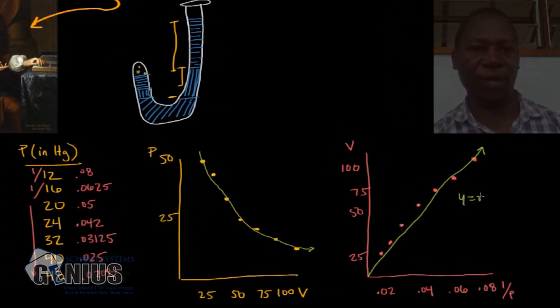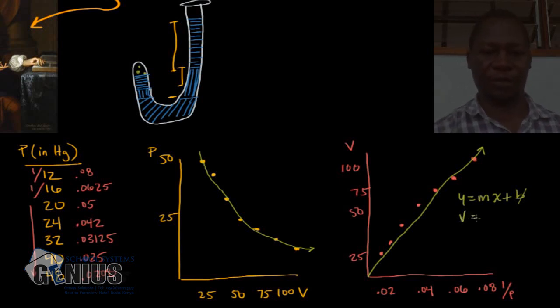If we call our slope k instead of m, we just use a different letter, then we'll get V is equal to k times 1 over P. Multiplying both sides by P will give us PV is equal to k. In other words, the product of the volume and the pressure of a gas is a constant value, just like we see in the general gas equation. Let's test this out.